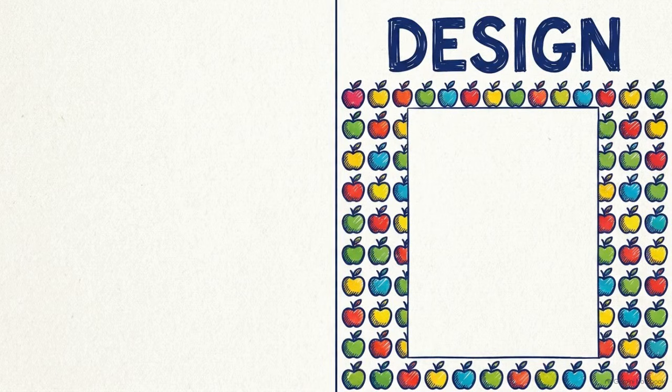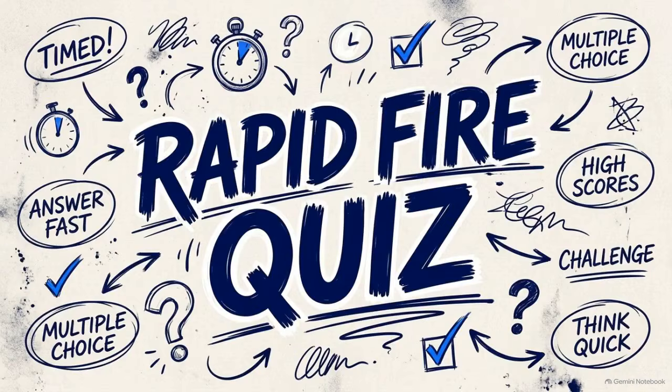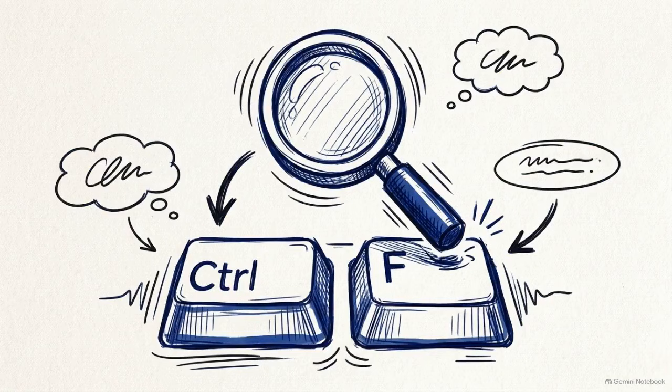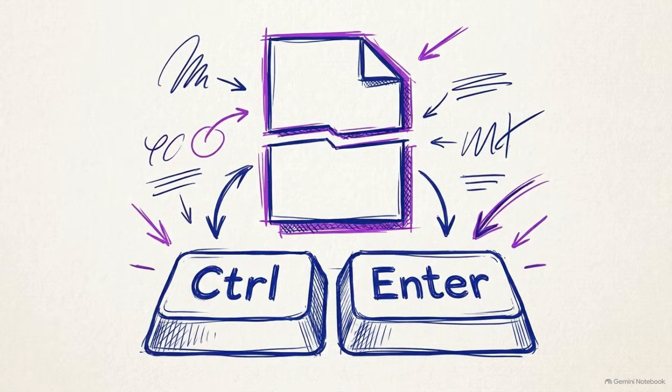You've just completed a full chapter review of advanced word processing in under 6 minutes. Let's lock this in with a rapid-fire quiz. Ctrl+F is Find. Ctrl+H is Replace. Ctrl+Enter is Page Break. Shift+Enter is Line Break.